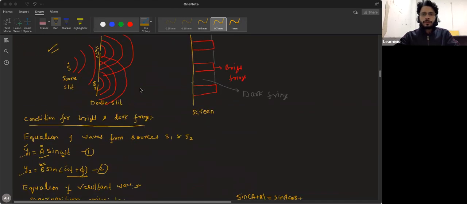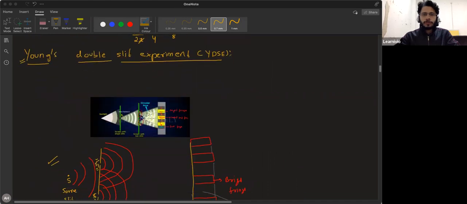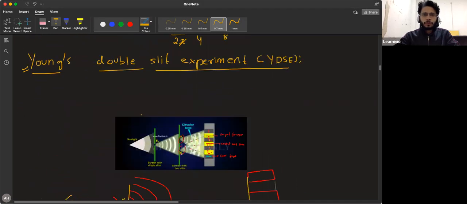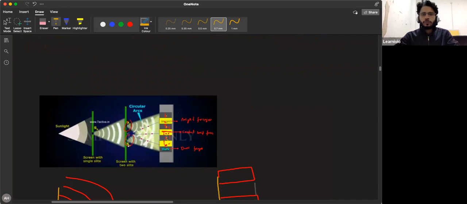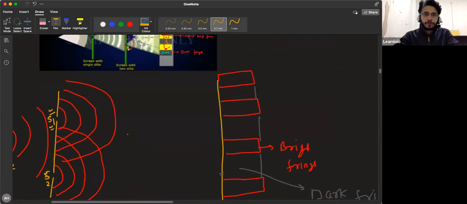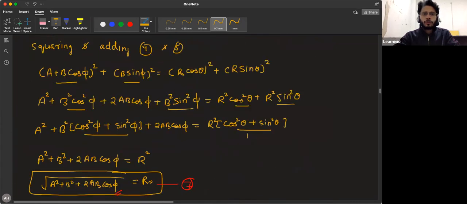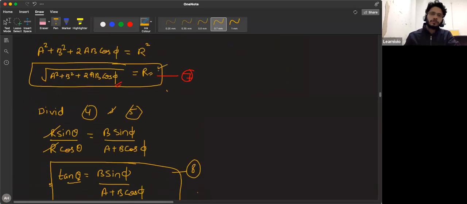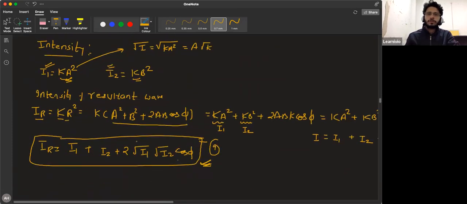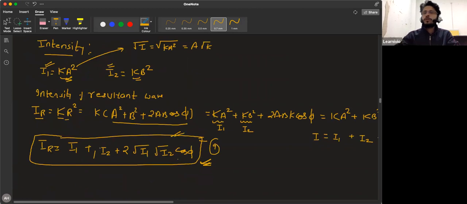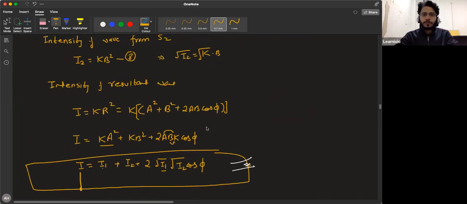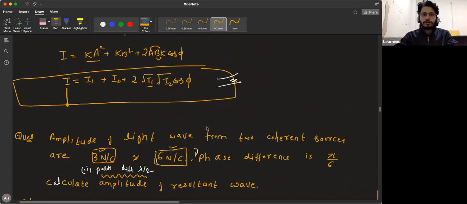So we have discussed up to here. This was Young's double slit experiment. Two waves come from two different sources, S1 and S2. They superimpose with each other and they form a resultant wave. That was interference. Now let's discuss something else. Let's do one or two numericals based on this formula. Here I1 and I2 are intensities of the individual waves, phi is the phase difference between them and I is the resultant intensity.